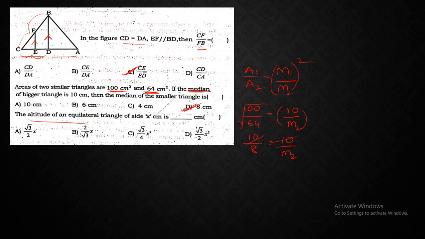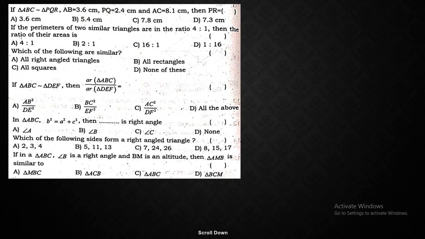Next, the altitude of equilateral triangle of side x centimeters is. So if the side length is x, so side is equal to x centimeters. Then what is the altitude of equilateral triangle? So height of equilateral triangle formula, root 3 by 2 times of a. But here side is given as x, so root 3 x by 2. So answer is root 3 x by 2. Right?